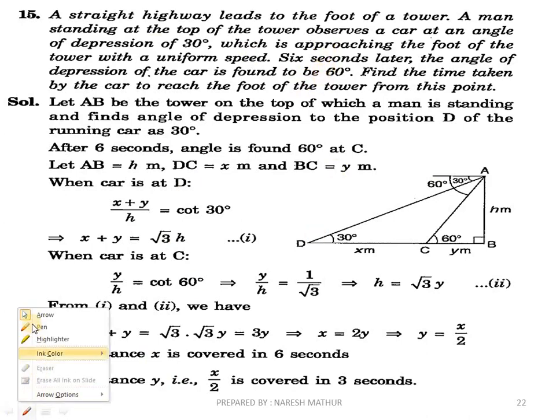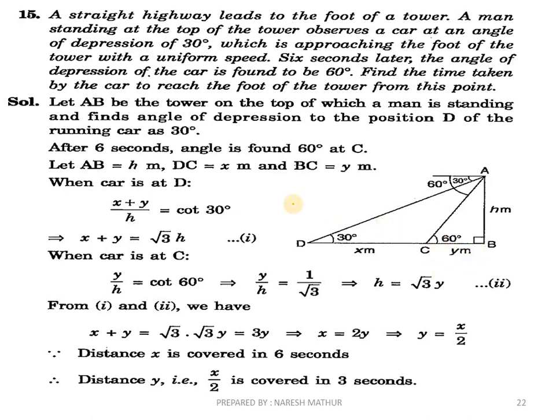Now we need to find how much time is taken by the car to reach the foot of the tower from this point. Similarly, the observer is here, and one car is at an angle of depression 30 degrees, and after some time this car reaches point C in 6 seconds. Now the question is, how much time would be taken by the car to reach the foot of the tower? In simple words, we need to find the time taken to travel the y meter distance.